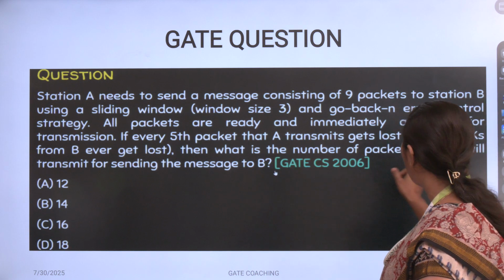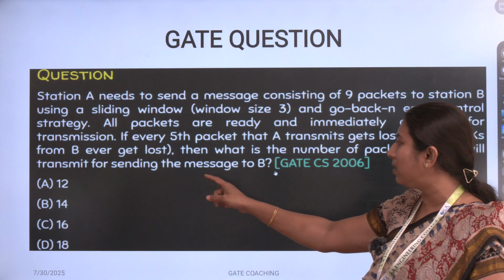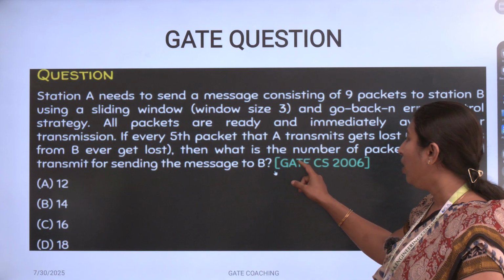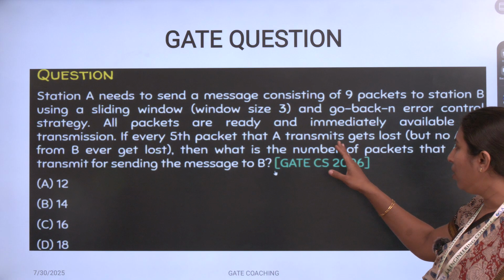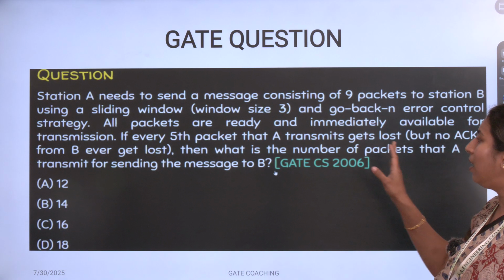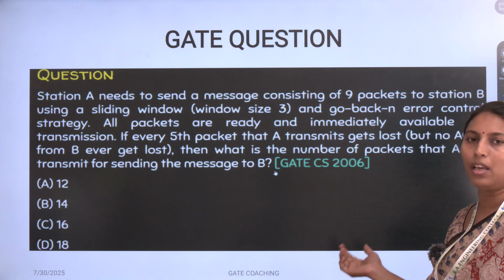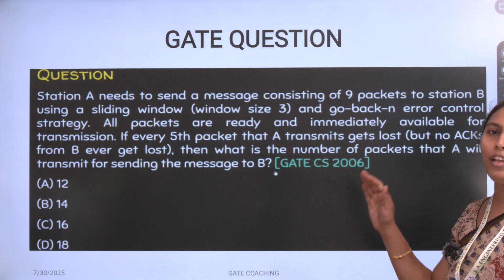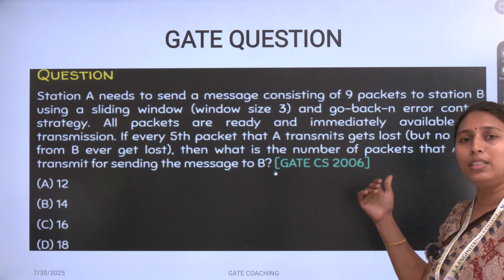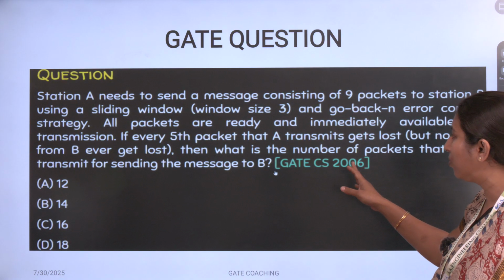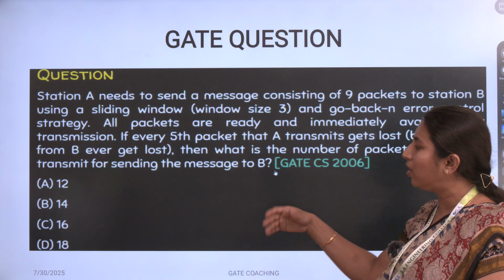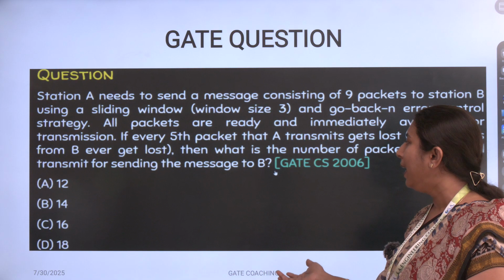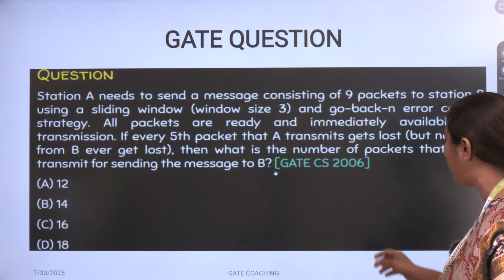Then what is the number of packets that A will transmit for sending the message to B? So here, what is the question they have asked? The number of packets that A will transmit for sending the message to B. How many packets will be sent from A to station B? That's the answer we are going to find out here. It can be 12 packets or 14 or 16 or 18. That's the thing we are going to compute over here.